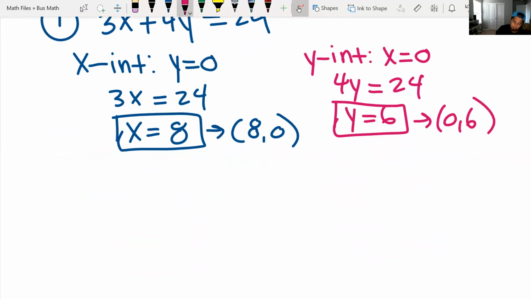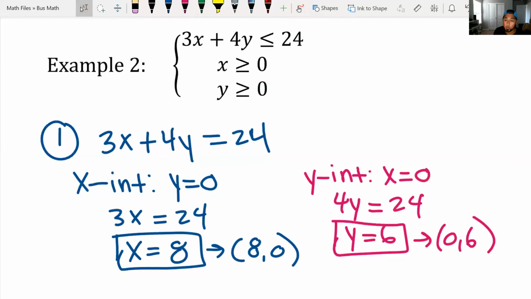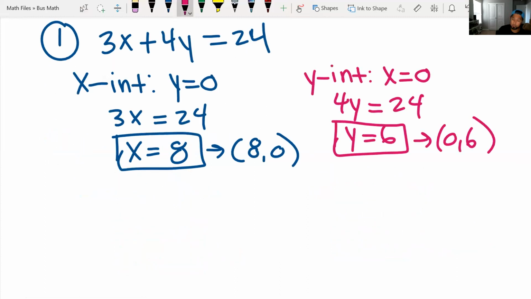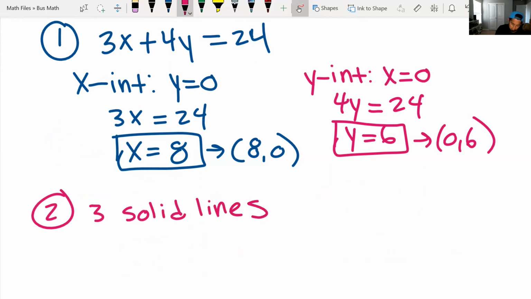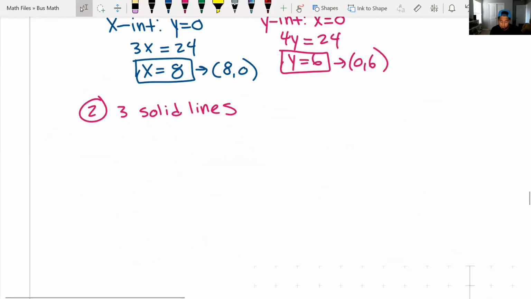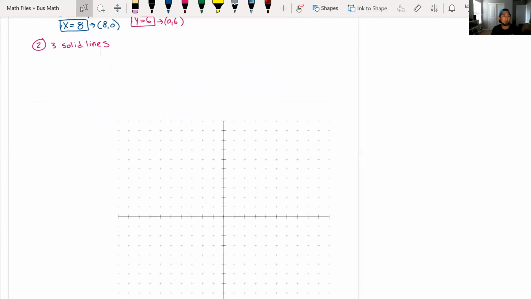And then step 2, it looks like we have all less than or equal to's or greater than or equal to's. So in step 2, all 3 lines will be solid. Okay, now go ahead and graph. I have 8, 0 for my x-intercept, 0, 6 for my y-intercept, and those will fit on the actual graph. So we'll plot those. 8, 0, let's see. 1, 2, 3, 4, 5, 6, 7, 8, right there. And then 0, 6, 1, 2, 3, 4, 5, 6, right there. And now just connect.